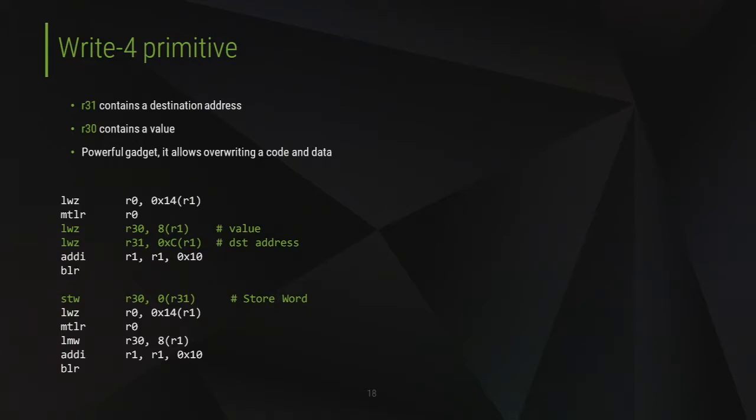Let's now take a look at a brief catalog of gadgets that may be useful for exploitation. The first one is the write-four primitive. It's a very powerful gadget. It allows overwriting any code and any data.